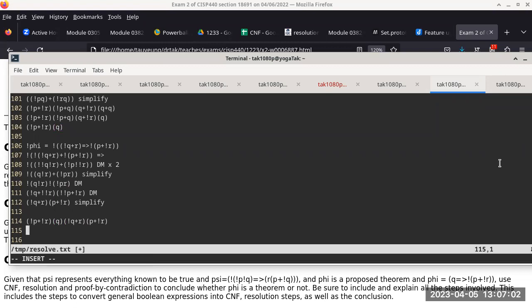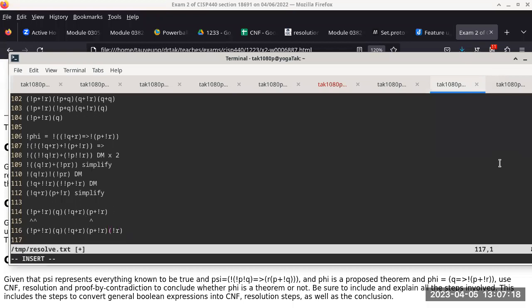And then we have to identify what we can do to try to resolve this. So we look at the not P first, and it looks like it can resolve with this P over here. So that means as a result, we end up with just not R by itself. And then we look at this, not P is all done, okay? There's nothing else I can do with not P.